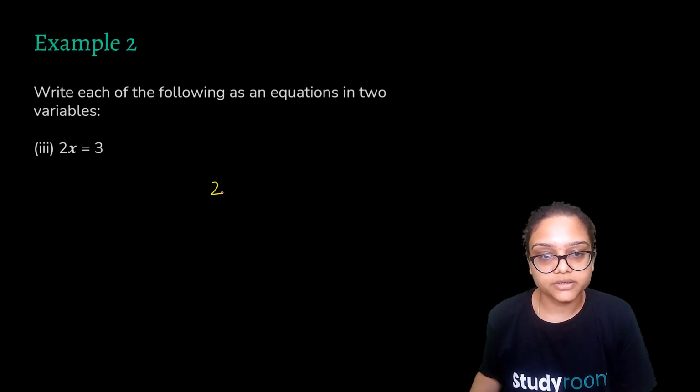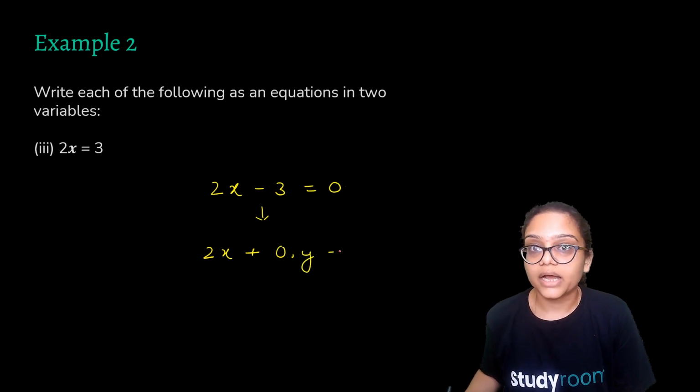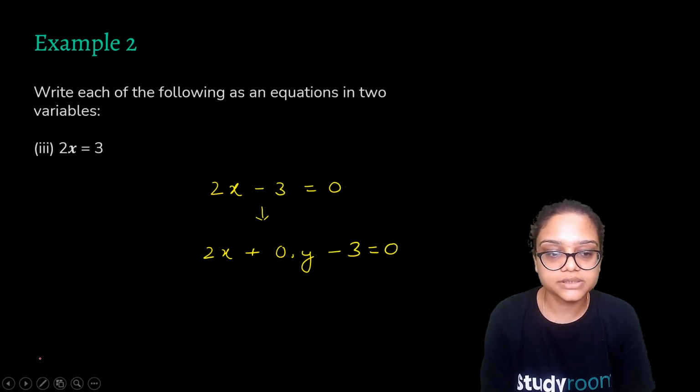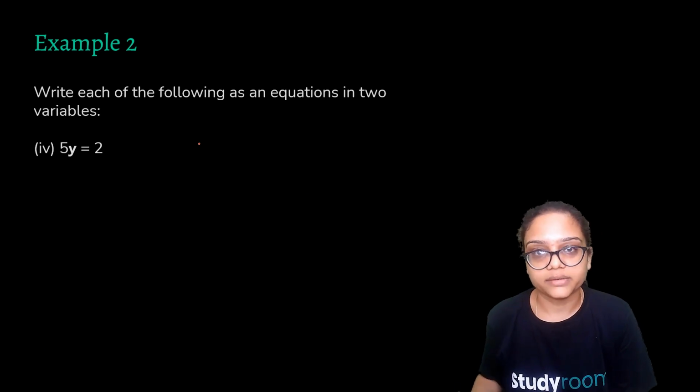2x equals 3, so 2x minus 3 equals 0. It can be defined as 2x plus 0 into y. Correct, you guessed it very right. I hope you're getting my point, how to convert it into an equation in two variables. It can't be said as a linear equation because we have already learned that A and B can't both be 0.